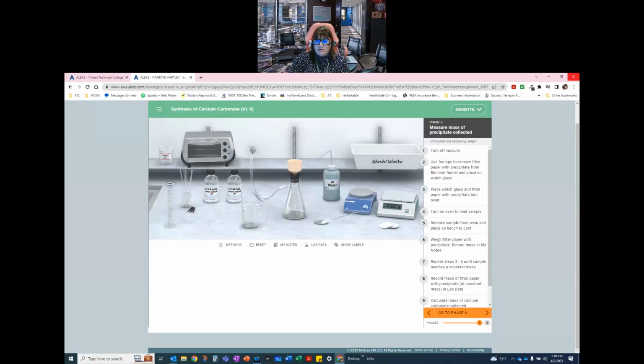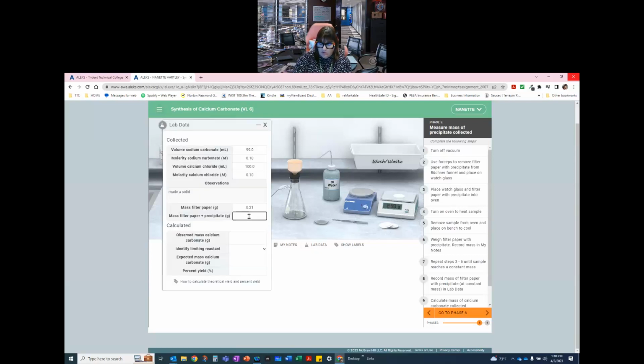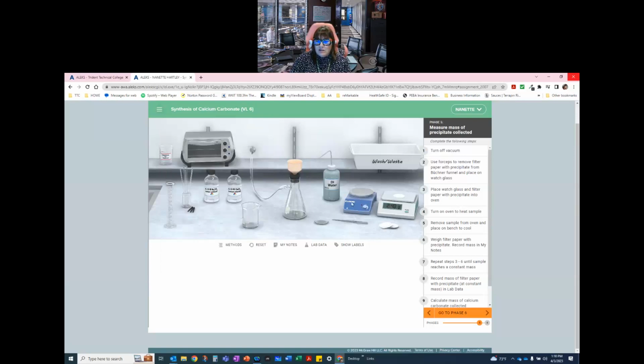And then we lay our filter paper. And you see right now it's 2.48 grams. 2.48. Okay. So I close that. I take this, I put it back on there, set that down, and put this back in the oven. Close it up, turn it on, let it heat.